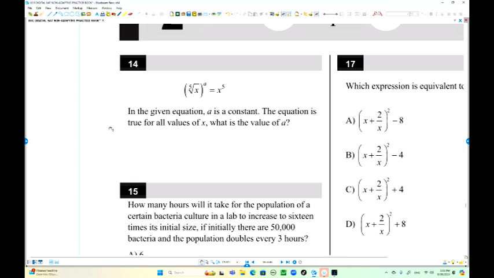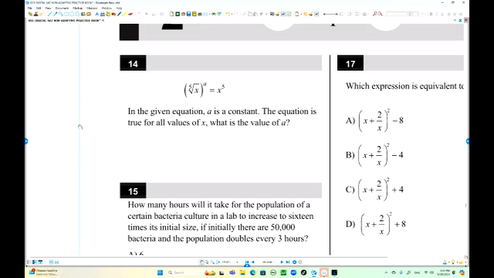So, we have an equation. The left hand side is in radical form, the other side in exponent form. The equation is true. Same equations. True means what? Identical, right? If the expressions are written in the same format, they're going to be exactly equal.